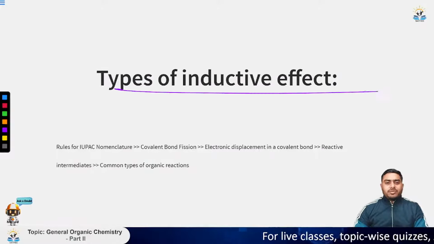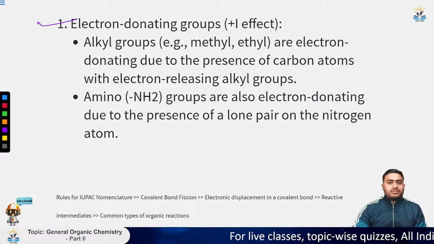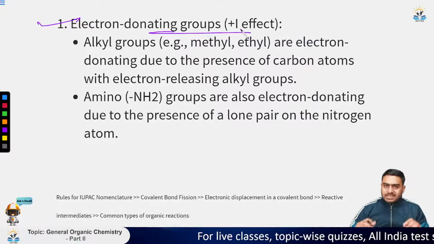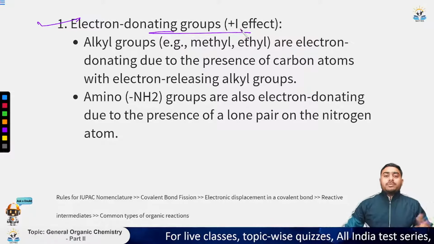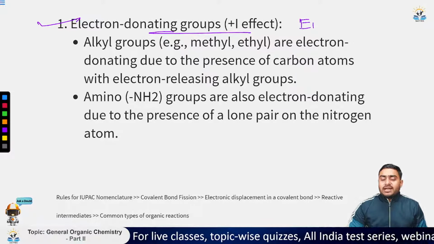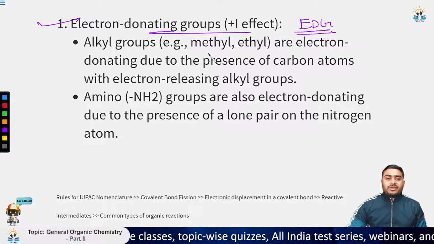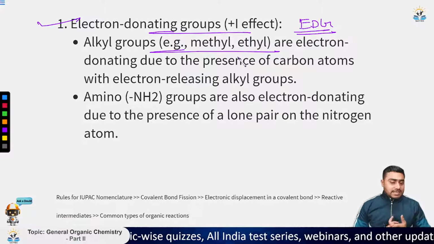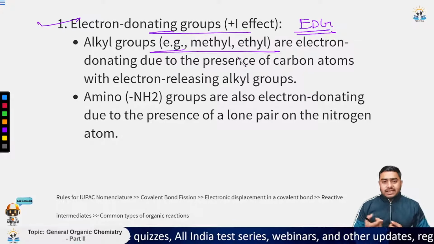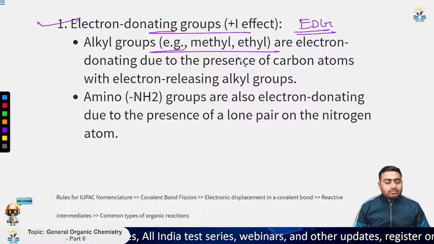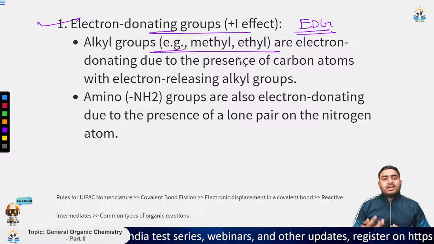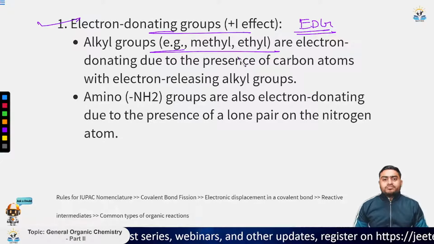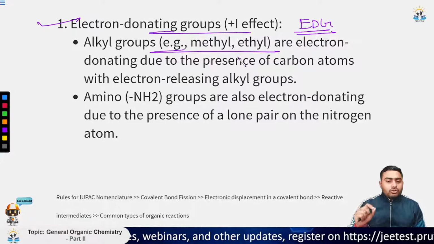So you can see the types of inductive effect. There are two types. One is electron donating groups, EDG, which show the plus I effect, and electron withdrawing groups, EWG, which show the minus I effect. Alkyl groups like methyl and ethyl are electron donating, and as the number of alkyl groups increases, the electron donation increases, so definitely the plus I effect increases. So you can see they are electron releasing alkyl groups.